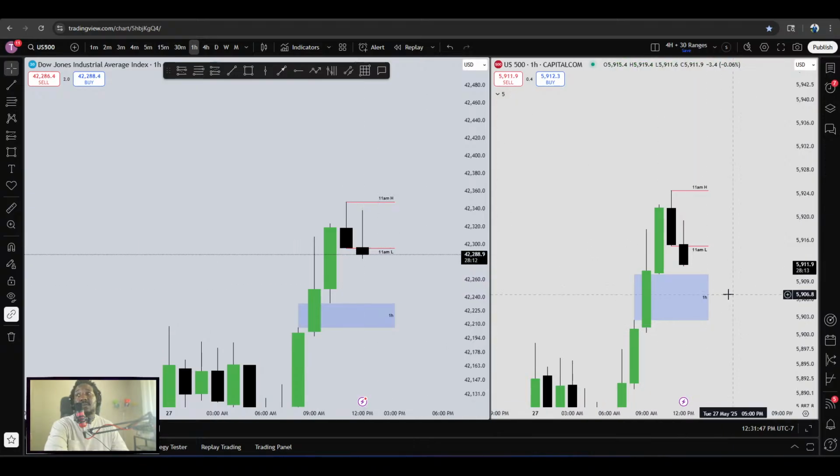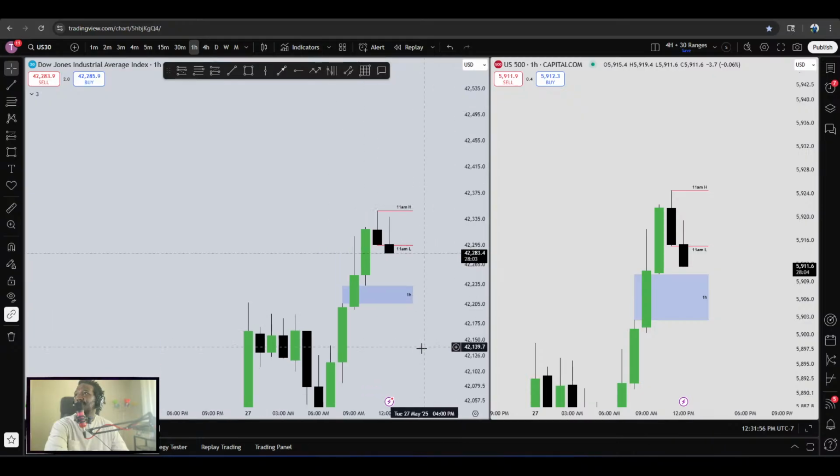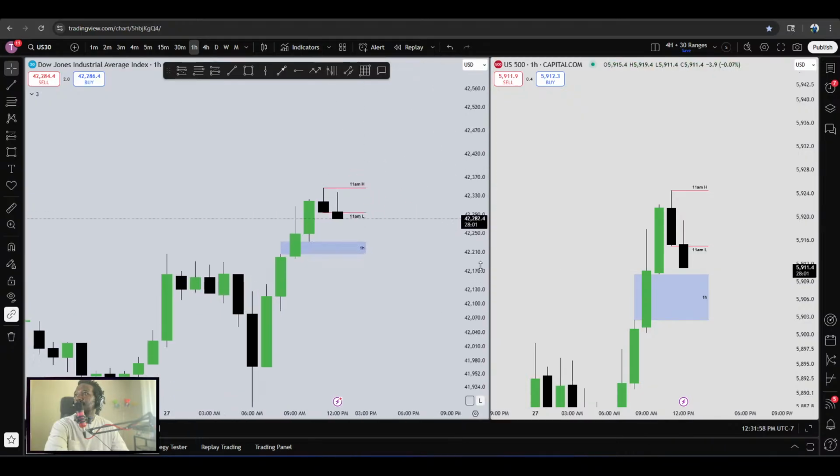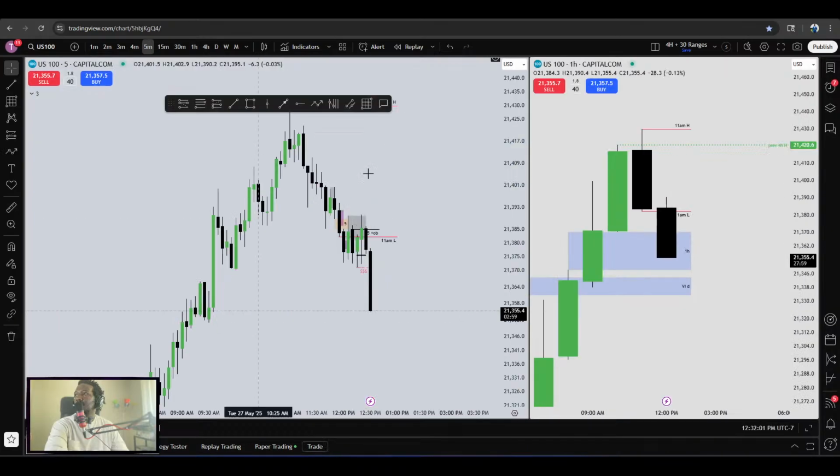US30. I don't like when you do this, because if these other guys are gonna touch that 1 hour, this one has. Now you can see this guy just shoot down so fast. US30, you're an animal. Wild animal.